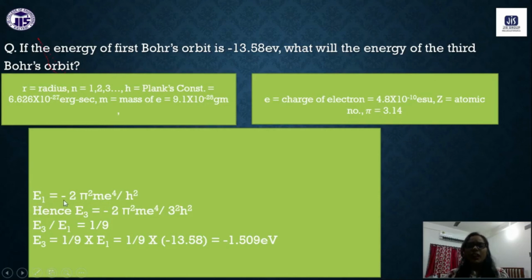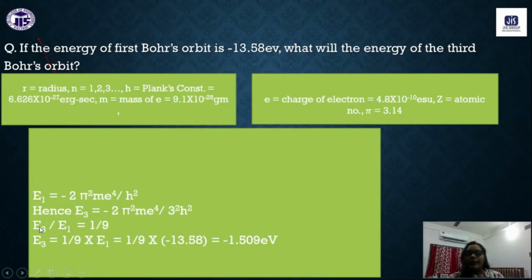What is the energy expression for the E1 for hydrogen atom? That is minus 2 pi square m e to the power 4 by h square. So hence E3 equals minus 2 pi square m e to the power 4 by 3 square h square, because here n equals 3, not 1. So that is why we have put here the 3 value. n square h square means 3 square h square.